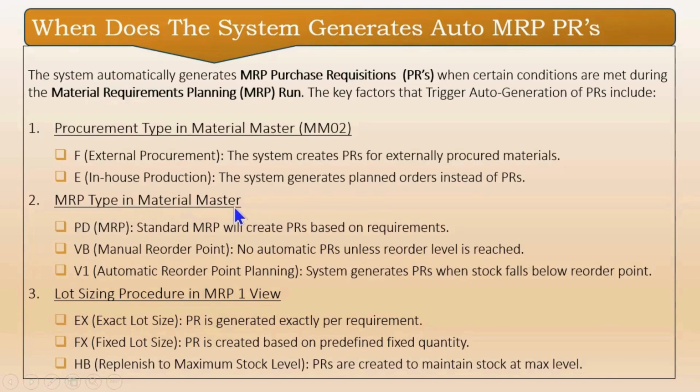MRP type in the material master: if you set up the following MRP types, PRs will also be generated automatically. We'll take VB as our example and do it in real time and see how the auto PR will be generated. That's what we'll be learning in this session. Based upon the lot sizing also, you need to set up the lot size in the MRP 1 tab view. You set up the parameters EX, FX and HB. Based upon that, the purchase requisition will be generated.